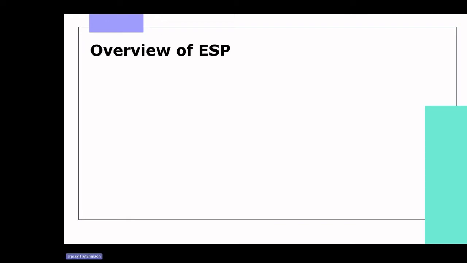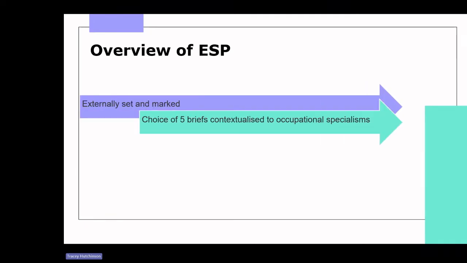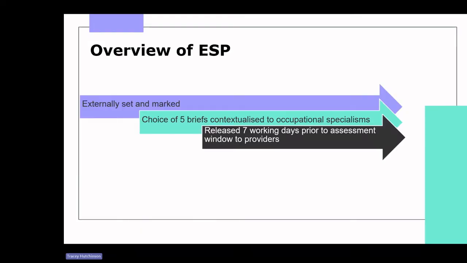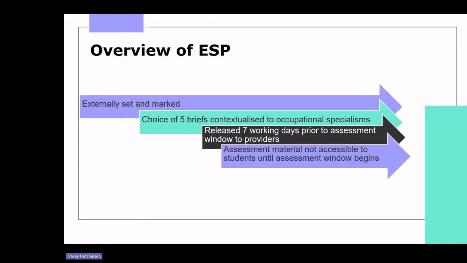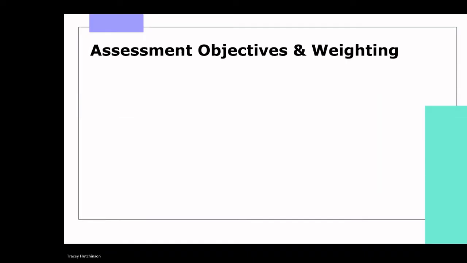So let's start with an overview of the ESP. The ESP is an externally set and marked assessment that offers a choice of 5 briefs, each contextualised to specific occupational specialisms. These briefs are released to providers 7 working days prior to the assessment window, and students can have access to the assessment material when the window begins. The ESP serves as an opportunity for students to apply core knowledge and core skills.